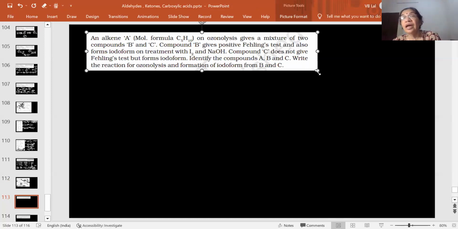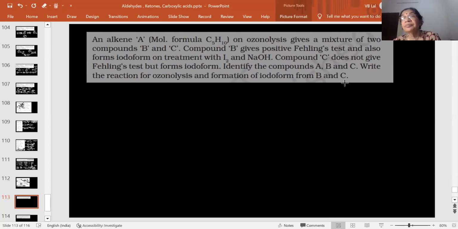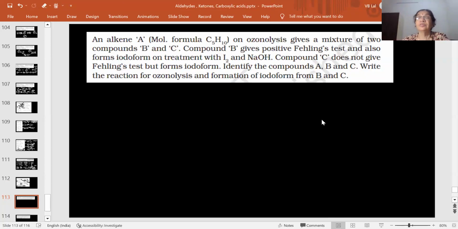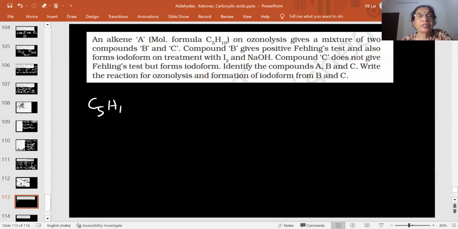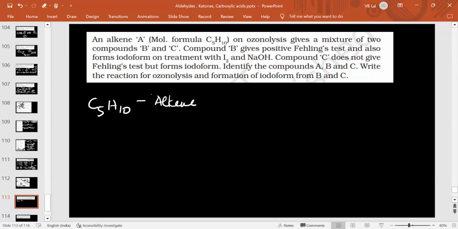So this is the last question for today. We took almost 1.5 hours to solve all this. So C5H10. Okay, C5H10. So you have C5H10. When you look at it, what do you understand? It is an alkene. Alkene. Right? Now what will you know?